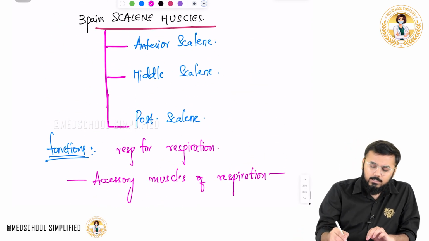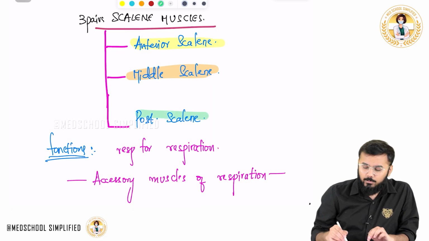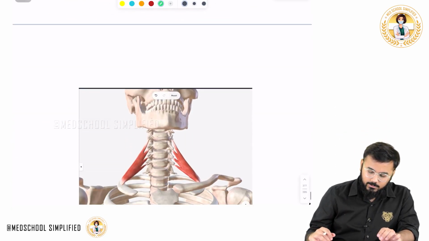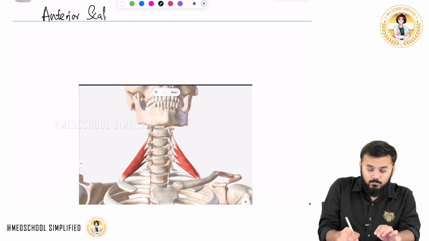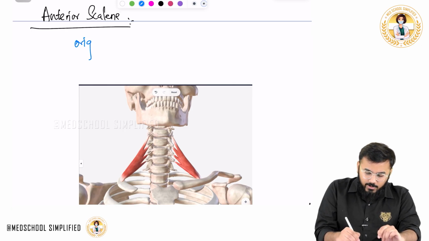So as we discussed, how many scalene muscles do we have? One is the anterior scalene, next is the middle scalene, and next is the posterior scalene. First of all, let us discuss the anterior scalene muscle. Later on I will show you a 3D animation as well. Now when it comes to the anterior scalene muscle, if you look at this picture, where is this muscle originating?